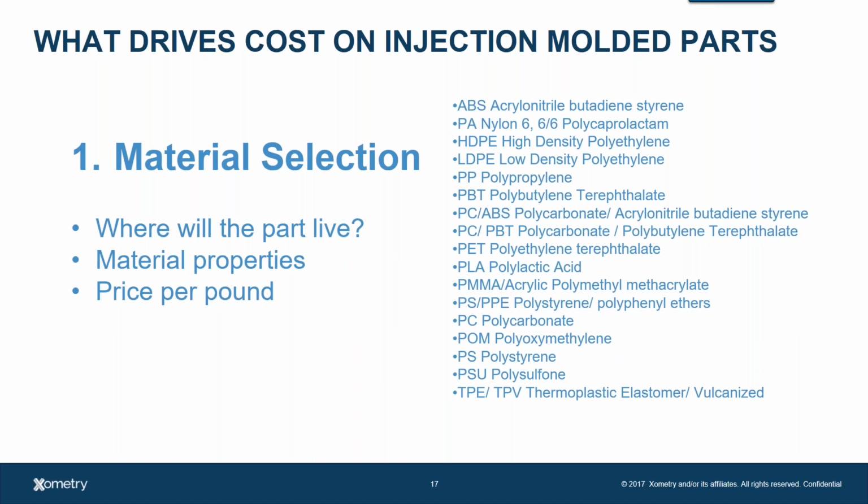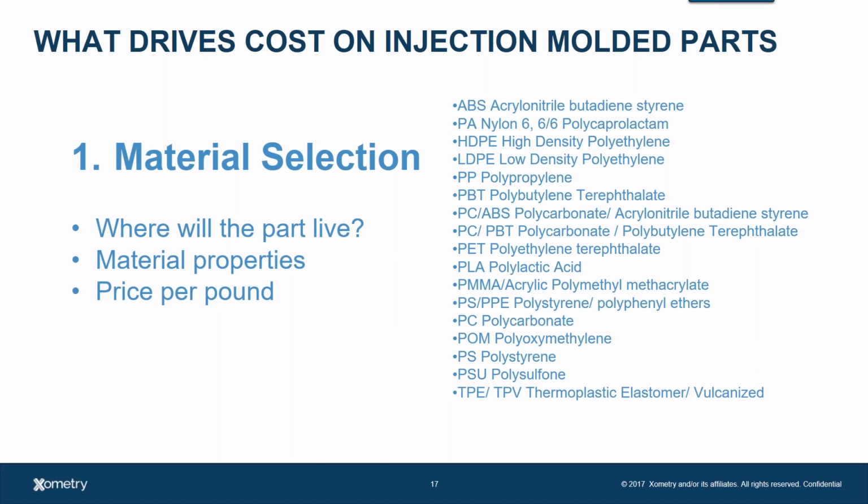And then, going back to the material side, where will this part live? I don't know your design. I don't know your intent. So that's something you really need to look at. Is this part going to live outside next to an oven, or is it going to live indoors under a desk? Those are things you need to look at. And you can actually choose the material for that by looking at the material properties.